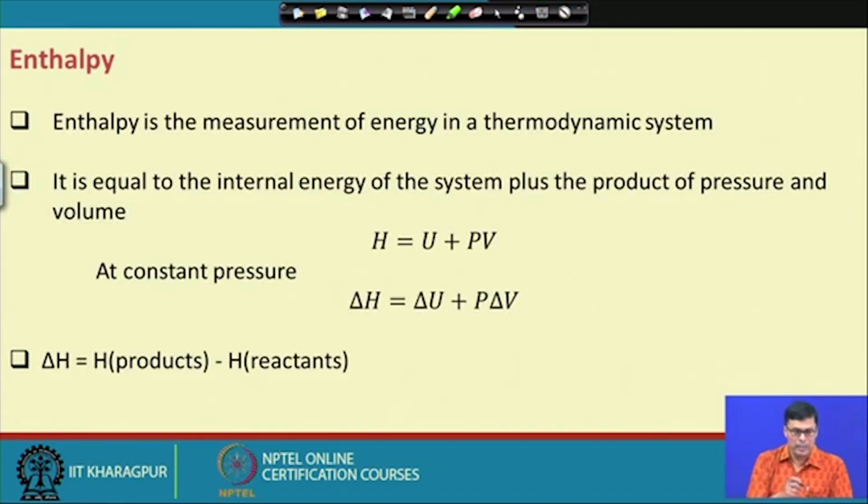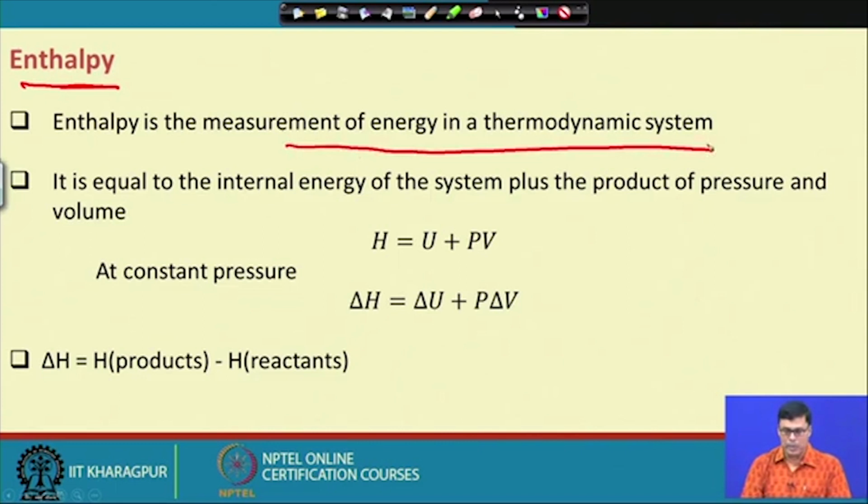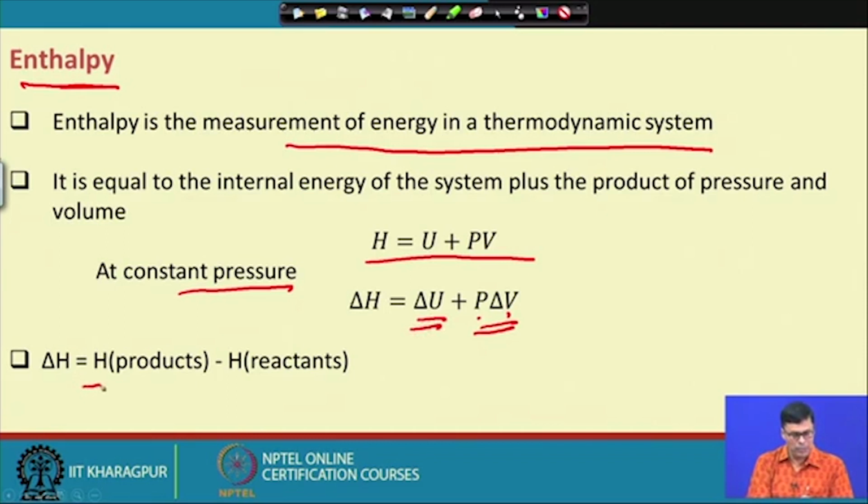Now, there is another very important term, what we call enthalpy. Enthalpy is the measurement of energy in a thermodynamic system. We define it as H equal to internal energy plus P into V, where PV is the work done by the system. At constant pressure, P into del V is the work done, and the change of enthalpy is the H product minus the H reactant.